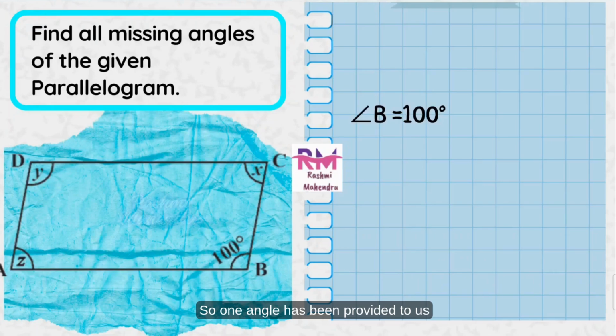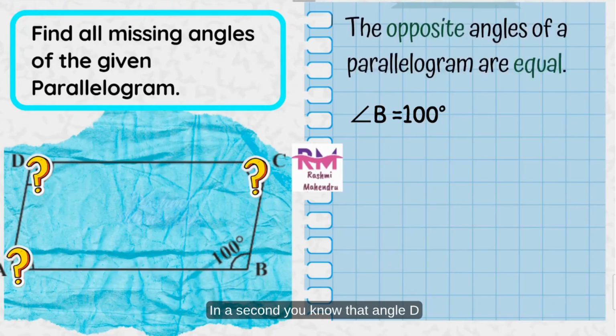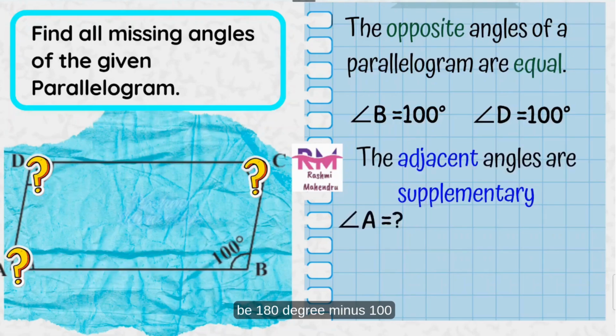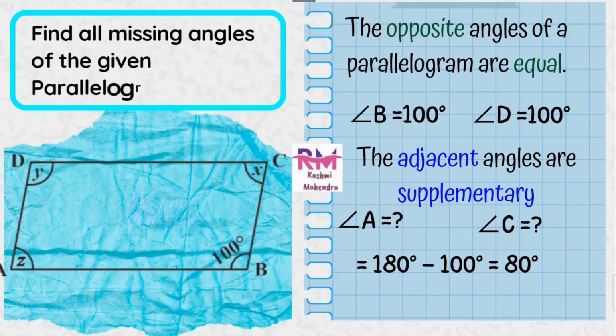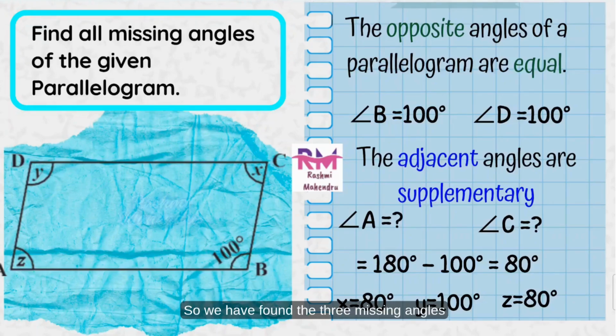So one angle has been provided to us, and the opposite angle D is missing, and two adjacent angles are missing. You know that angle D will also be 100 degrees because it's opposite, and the remaining two angles will be 180 degrees minus 100 degrees. That is, both of them will be equal to 80 degrees. Perfect. So we have found the three missing angles X, Y and Z.